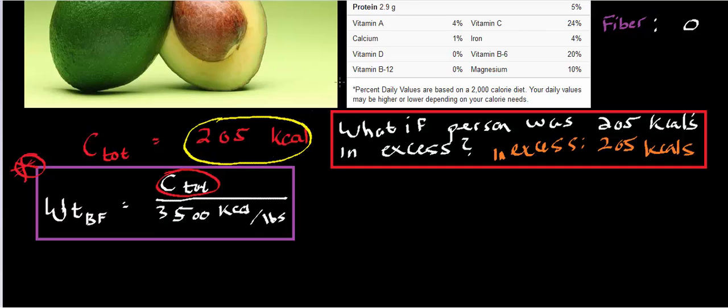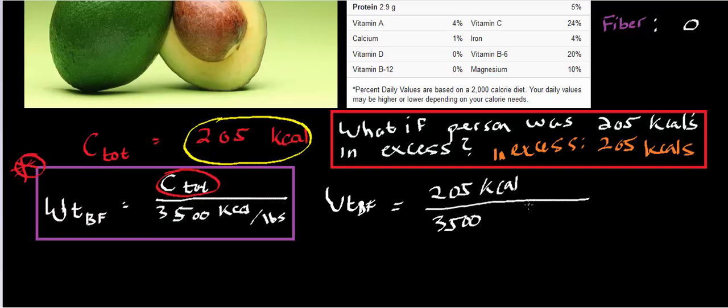So all I'm going to do to calculate the weight of body fat that this person in theory should add on if they're 205 kcals in excess, I'm basically going to take the 205 kcals that I calculated in the previous video, and I'm going to divide that by 3,500 kcals per pound of fat. Notice that the kcal units actually cancel out, and because you're taking 1 divided by 1 over pounds, you should get something in the units of pounds.